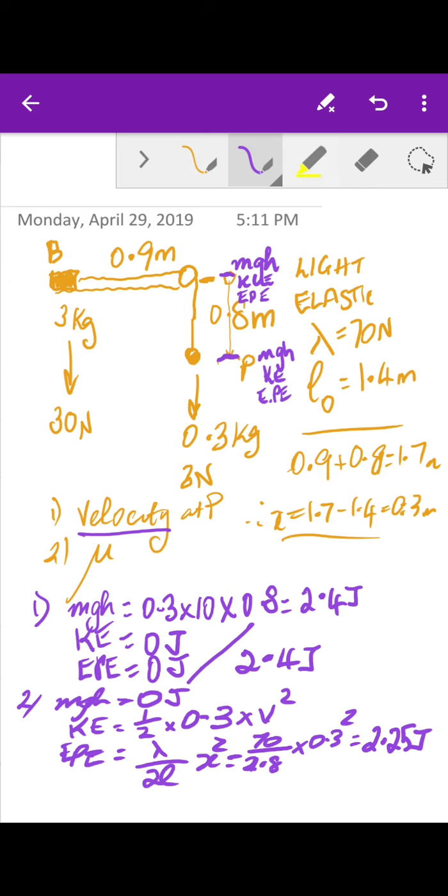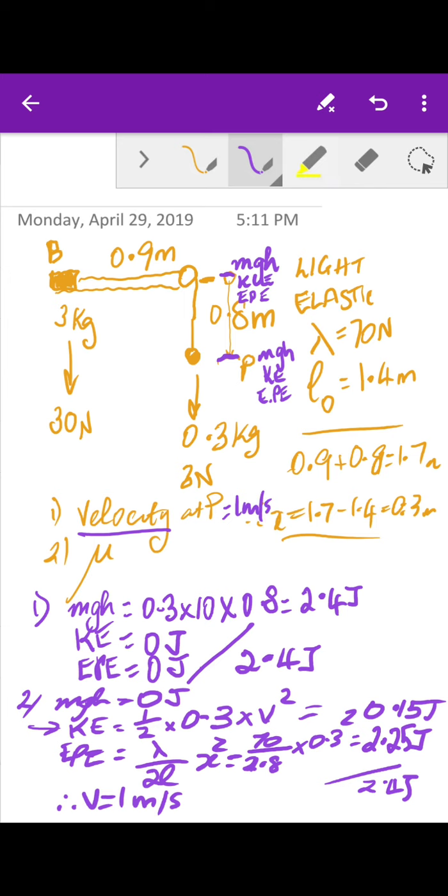Right, so therefore if we are going to have a sum of 2.4 joules, the kinetic energy will be 0.15. Therefore, working with this formula, if we take 0.15, multiply it by 2, divide by 0.3, so divide by 0.15, we get 1. Therefore, we have a velocity of 1 meter per second. And so that's the velocity.